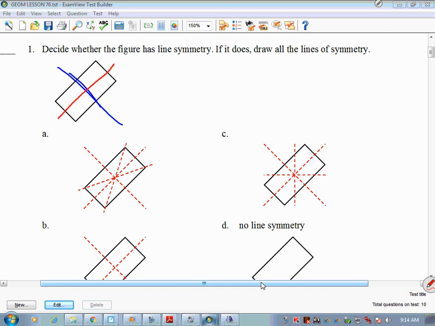Okay, very good. Yes, we can fold it hot dog, we can fold it hamburger. Are there any other lines of symmetry that we can draw here? Yeah. Sure. All right, I'll give you a different color.